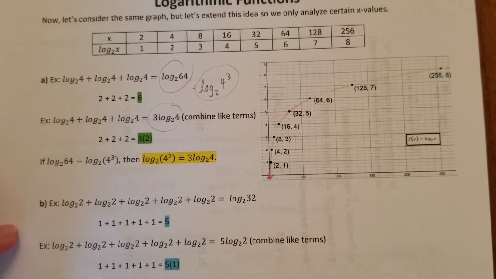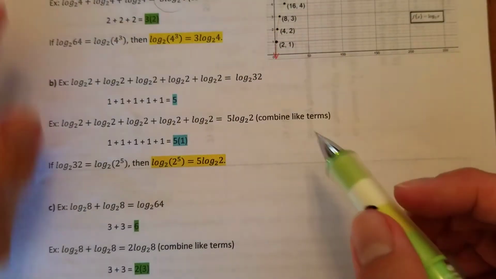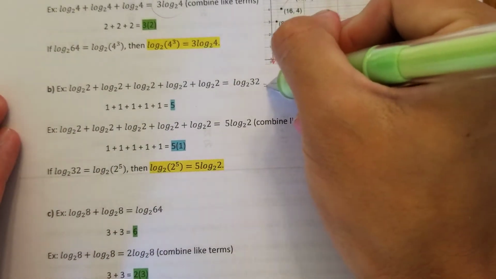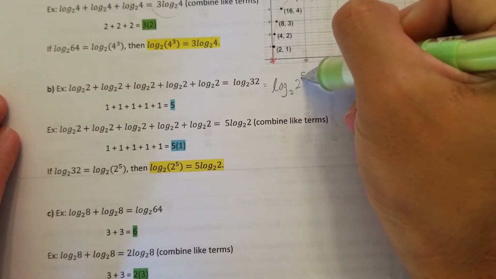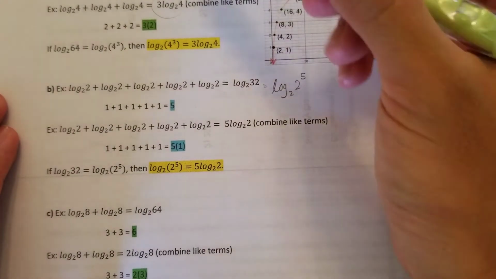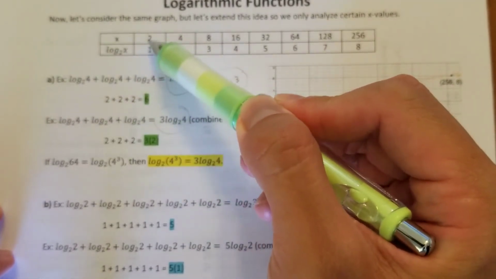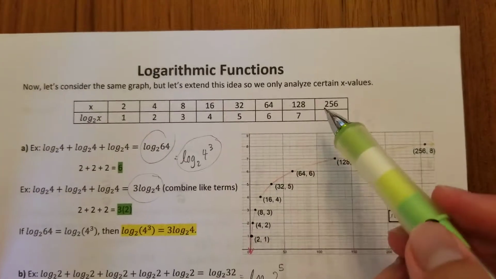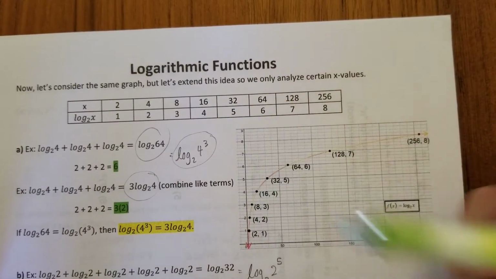You can use the same idea for this one. This is the same thing. You have 2 times 2 times 2 times 2 times 2. So this is the same thing as log base 2 of 2 raised to the 5. If you are wondering where that's coming from, up here, log base 2 of 2 is 1. So basically what we're doing is just 1 plus 1 plus 1 plus 1 plus 1. And that should equal log base 2 of 32. So that should be 5.